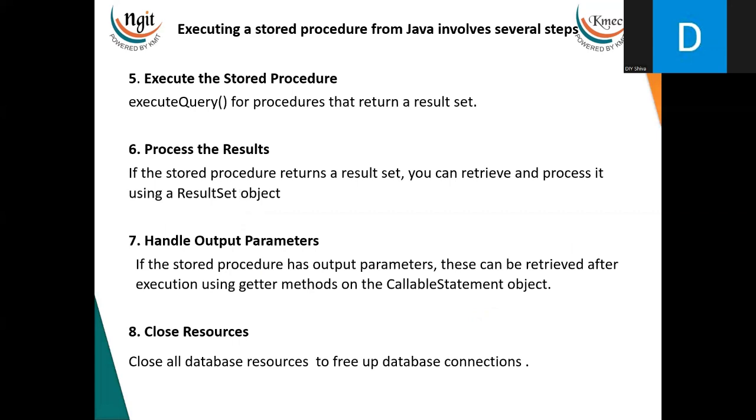Coming to execute the stored procedure. Here you are using this execute query for the procedures in order to return a result set. That means whenever the callable statement object provides some methods to execute the stored procedure, we will be making use of several methods like execute query method, or we may have other methods like execute update method for the procedures that is used to update the database.